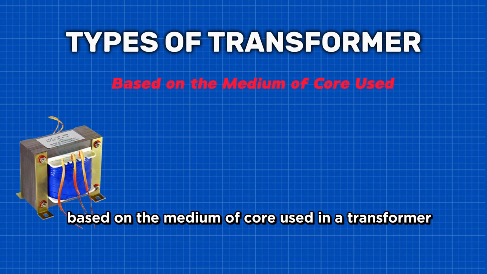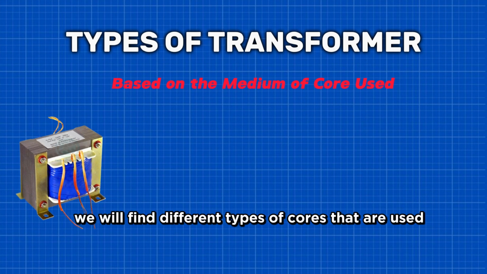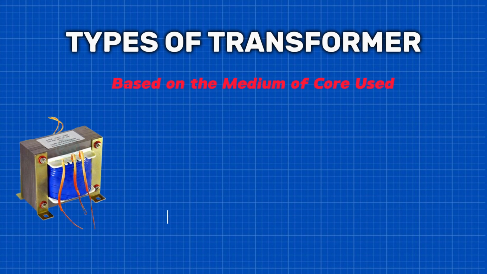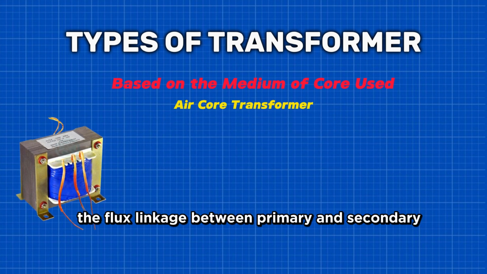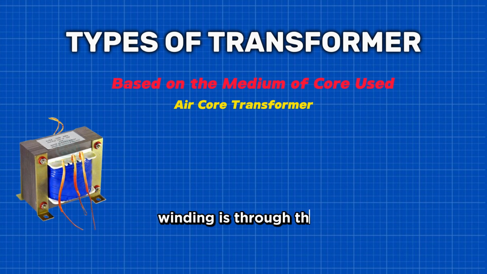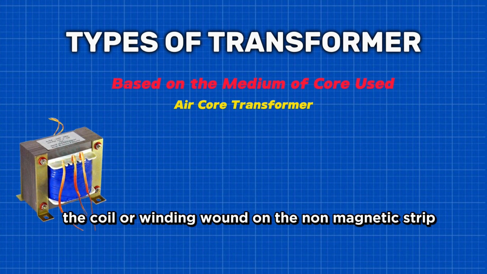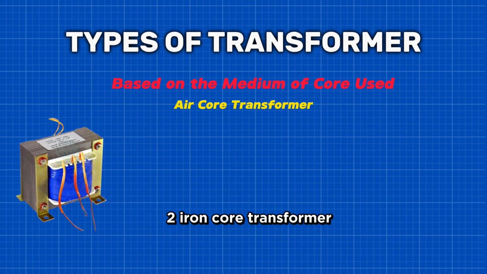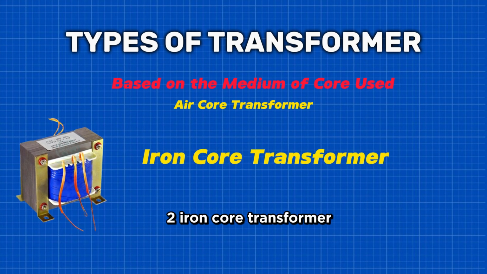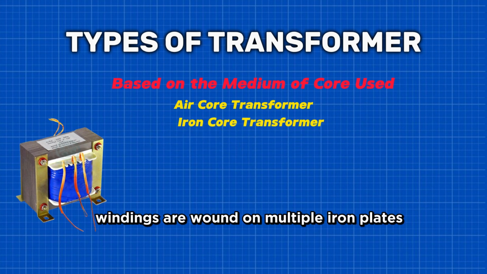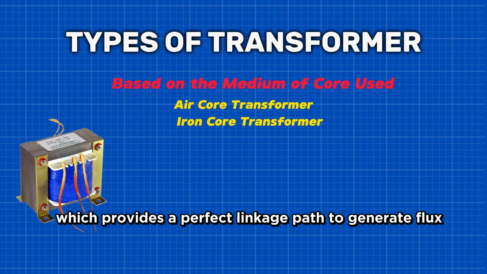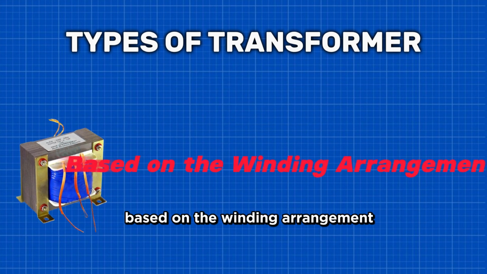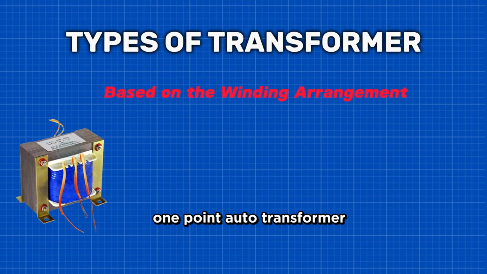in a transformer, we will find different types of cores that are used. 1. Air core transformer. The flux linkage between primary and secondary winding is through the air. The coil or winding is wound on a non-magnetic strip. 2. Iron core transformer. Windings are wound on multiple iron plates stacked together, which provides a perfect linkage path to generate flux.